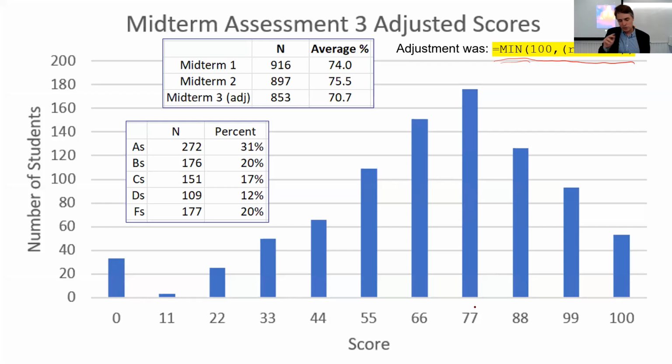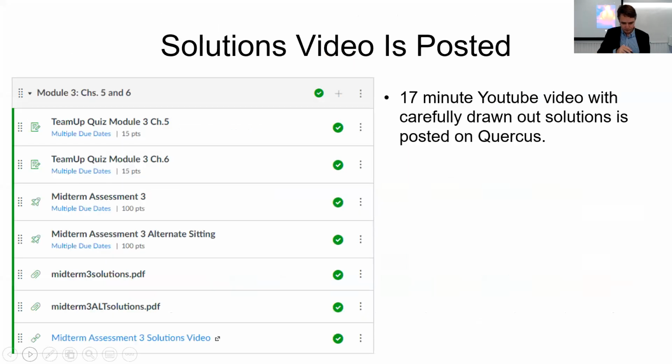So you might see it twice. You'll see your raw score. I left the raw scores posted on Quarkus so that you can still go in and see which questions you got right and wrong. Hopefully you can see all that. But then the real score is going to be the midterm adjusted score, which someone pointed out says it doesn't count towards your final mark, but that's not correct.